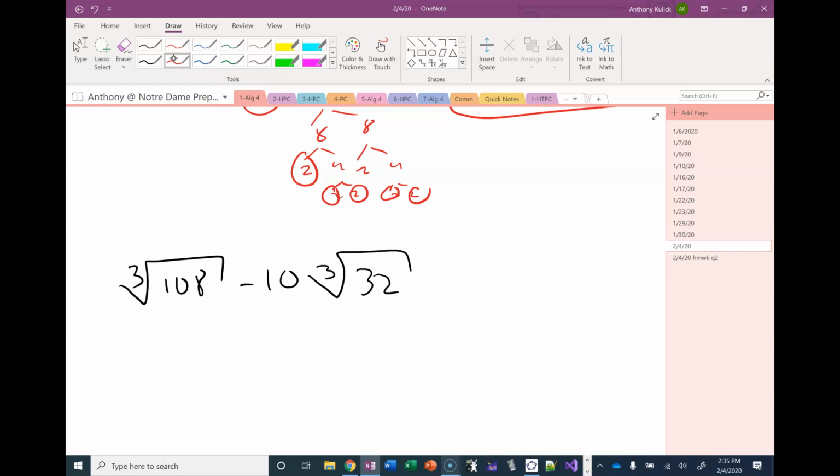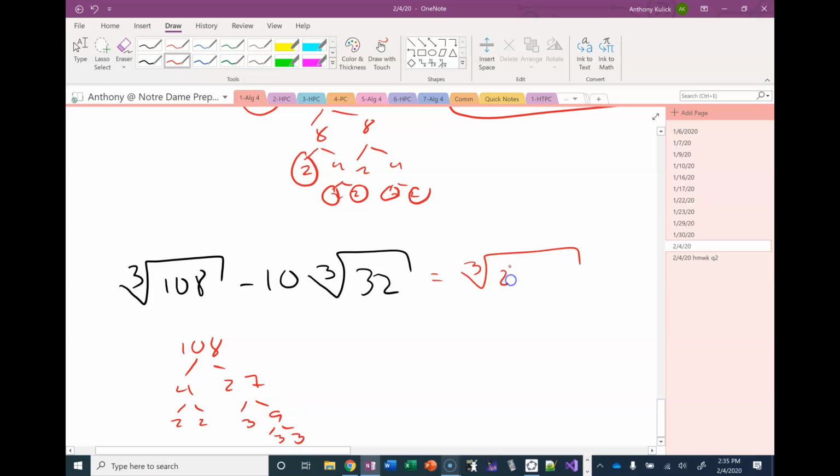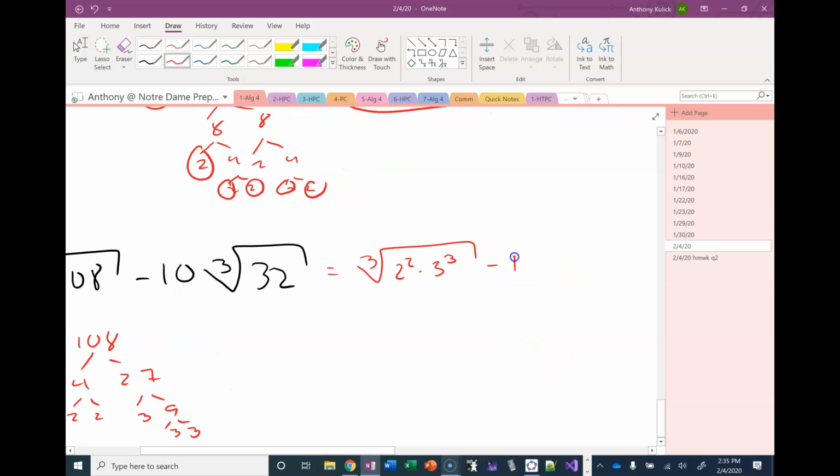So to reduce the radicals, we have to do the prime factorization. So what's the prime factorization for 108? 4 and 27. And then 4 is 2 and 2. 27 is 3 and 9. And 9 is 3 and 3. Everybody feel good there?